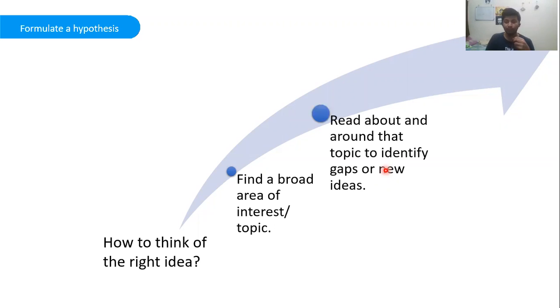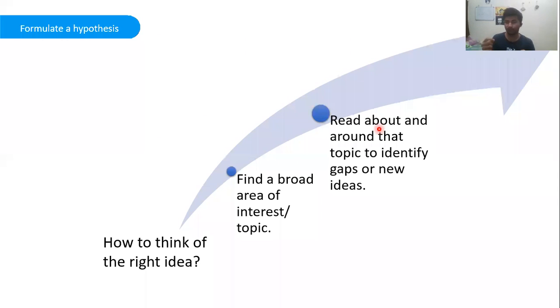Next, what you have to do is read about and around that topic to identify gaps and new ideas. No matter how much you know about it, first of all, you cannot know enough about it. So you will always have to read. Even if it's ANS, first go back to your textbooks and read about what things are there in ANS. Learn about the sympathetic system, the parasympathetic system, the neurotransmitters. That is the reason for doing it; it helps you narrow down the idea.